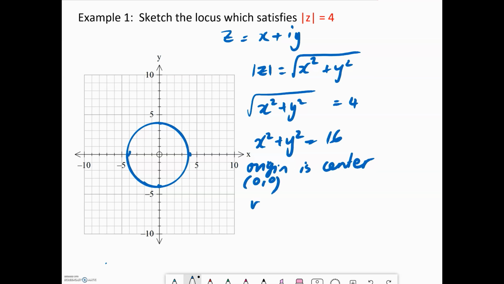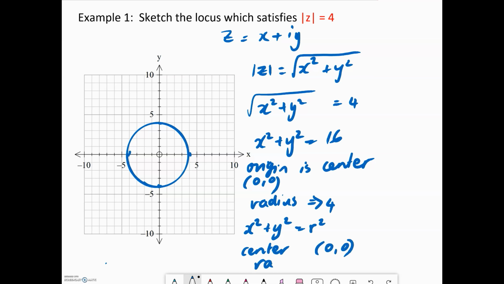and radius is 4. So you can remember this, and this will help you in sketching loci in the future, where if you have an equation x squared plus y squared equal to r squared, the center will be 0, 0, and radius will be r.